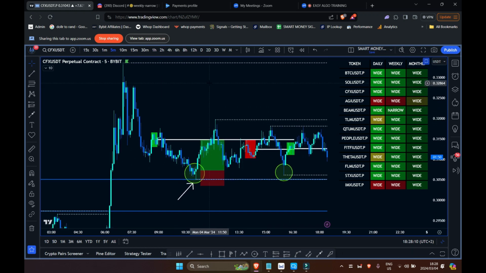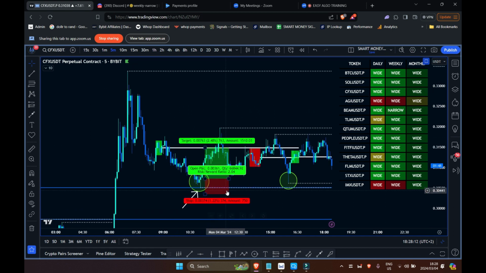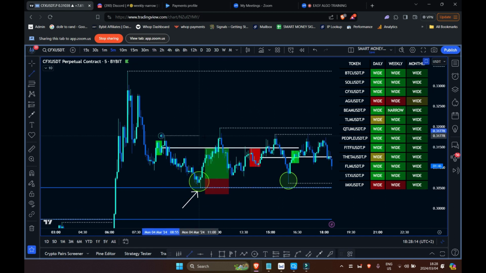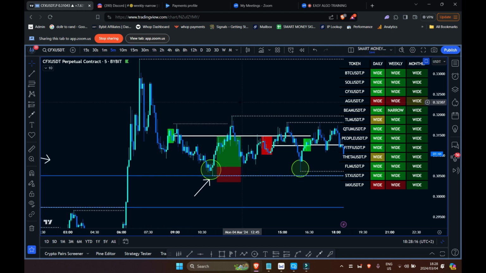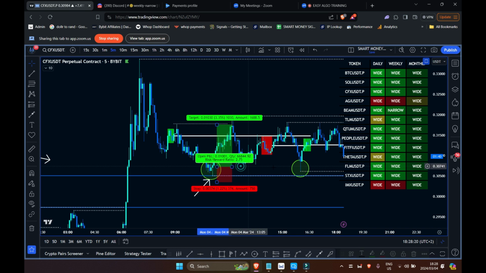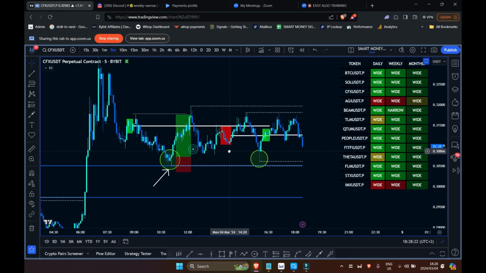You could have targeted this liquidity line over here. It didn't select it, and that would have been a great one as well. So you could have targeted the value line, first liquidity line. It would have been a fantastic trade. Price comes back down underneath.